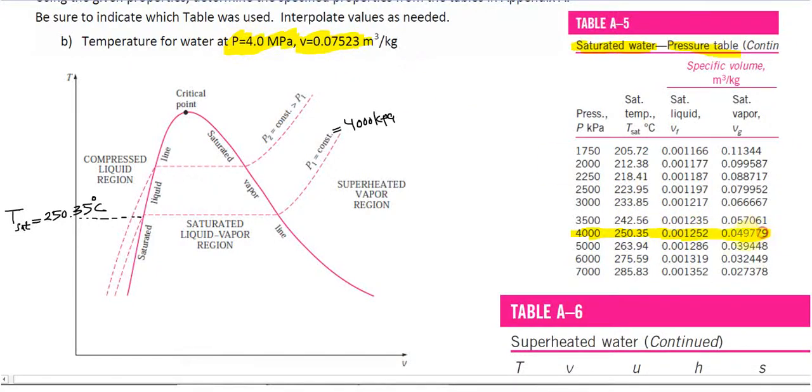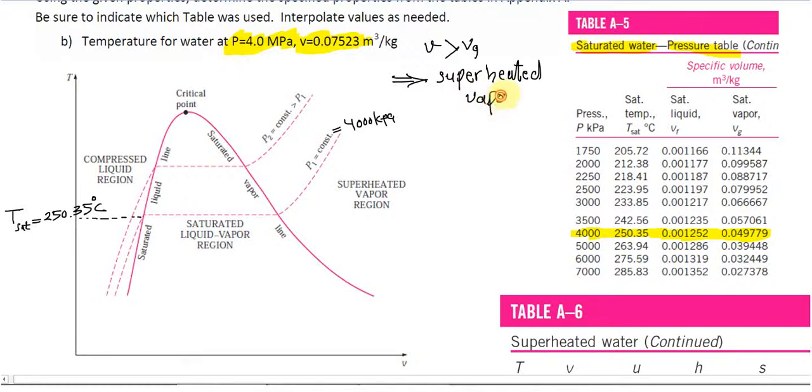Okay. Again, I compare the specific volume that I have with the specific volume of the saturated vapor and saturated liquid. Vg in this case is 0.049 and the V I have is 0.07. So I can say that V is greater than Vg. That's why I can definitely say that this is a superheated vapor.